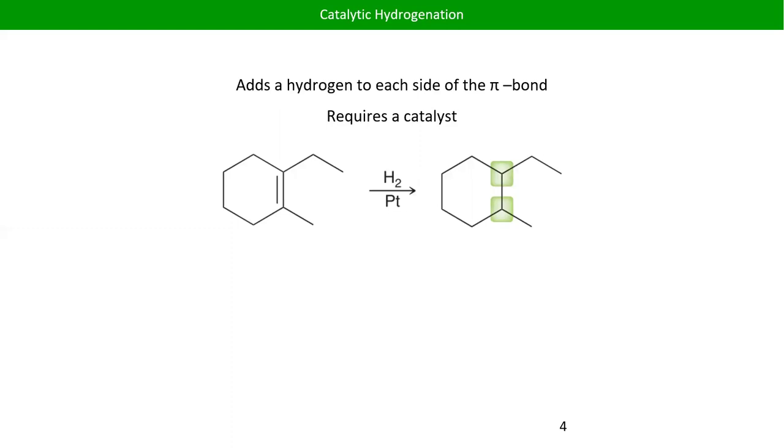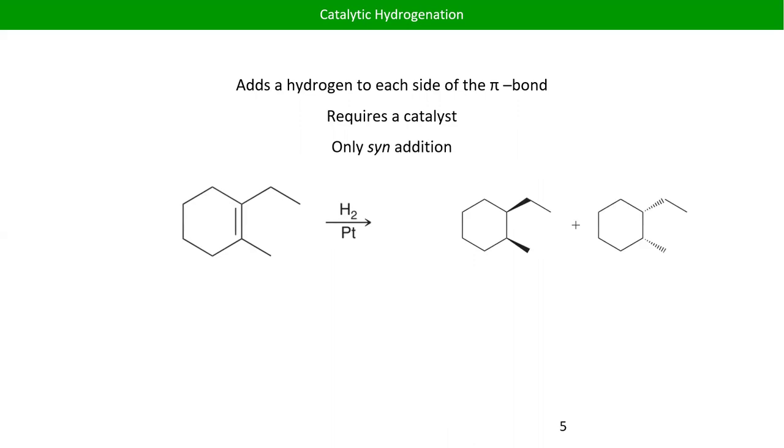And as long as you have a catalyst, you just add a hydrogen to both sides. The mechanism for this is a little bit picky because we only get syn addition. On a fatty acid chain, it doesn't matter because we're dealing with all tetrahedral carbons, no ring structures. But if there are any ring structures involved, in this case, we would get these two enantiomers.